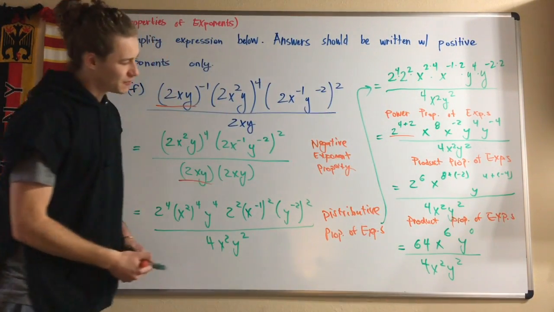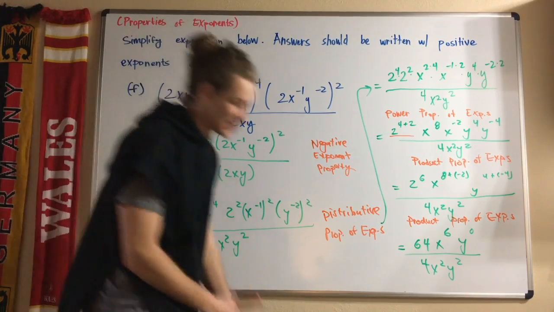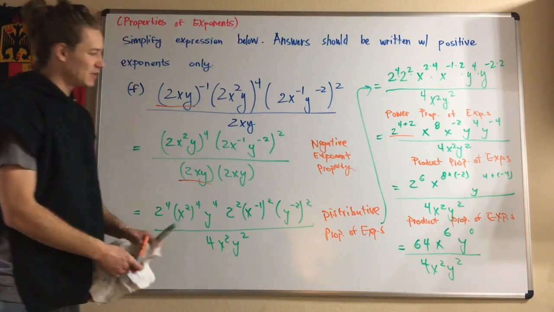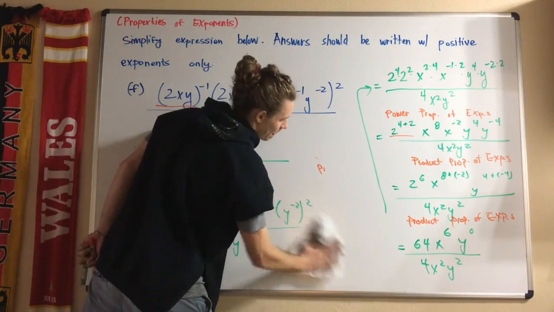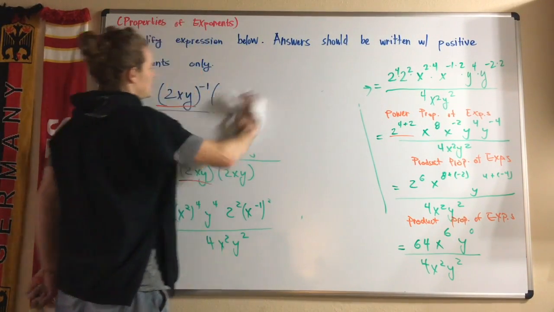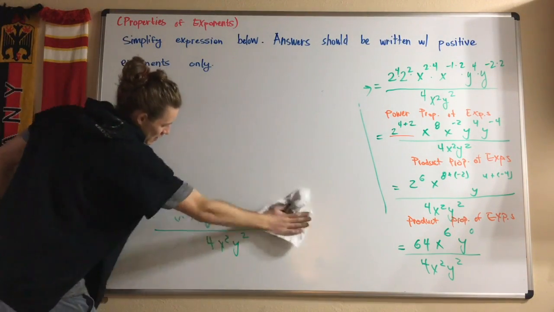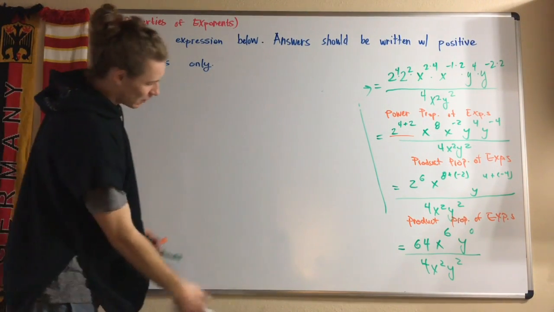And what properties do we use in that next step? Nothing, we just simplify exponents. So we need to do a little bit more. I'm going to erase this side of our board to continue our problem. So, what can we say at this step?